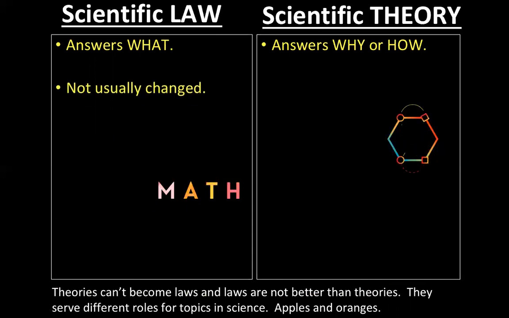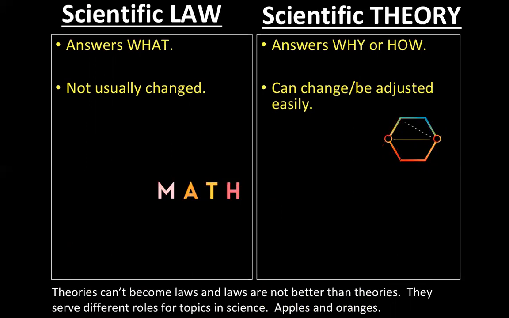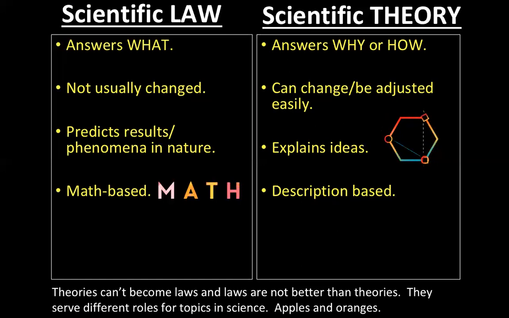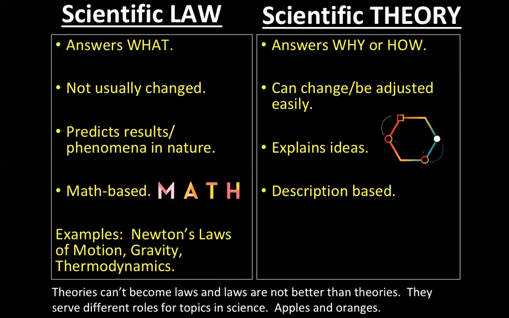Laws don't usually change. Theories can be changed, adjusted and modified, as you can see here, okay? Then laws are going to predict results or phenomena in nature, whereas a theory is just going to explain ideas, right? And as you can see with the GIF on the left side, laws are more math-based, whereas theories are more description-based. Again, some examples, hopefully you thought of these. We've got the laws of motion from Isaac Newton. We have gravity, thermodynamics, all physics-based topics, all things I can put into a math equation.